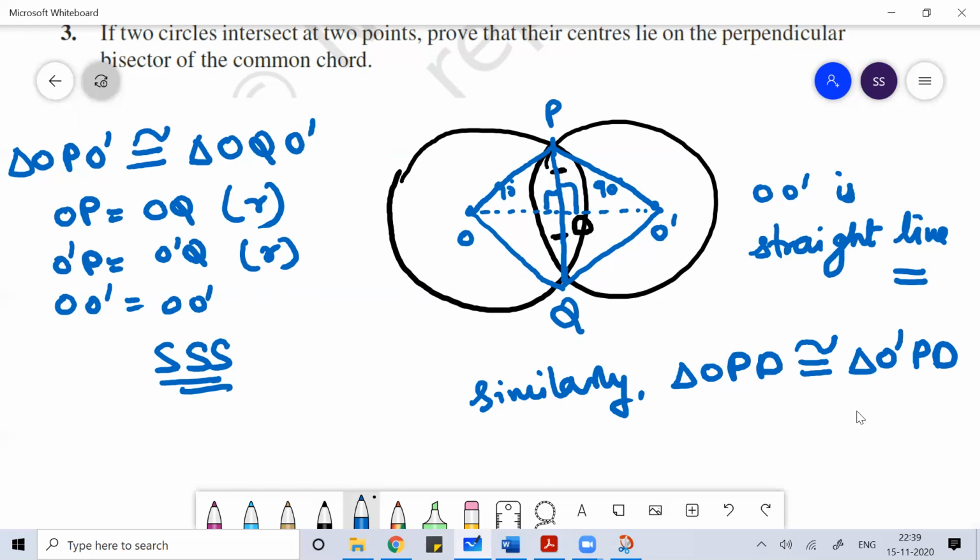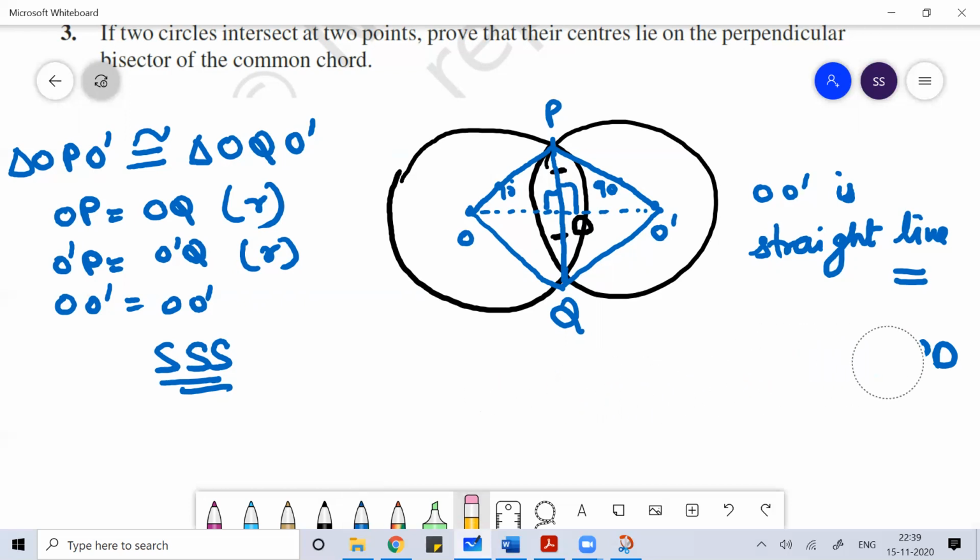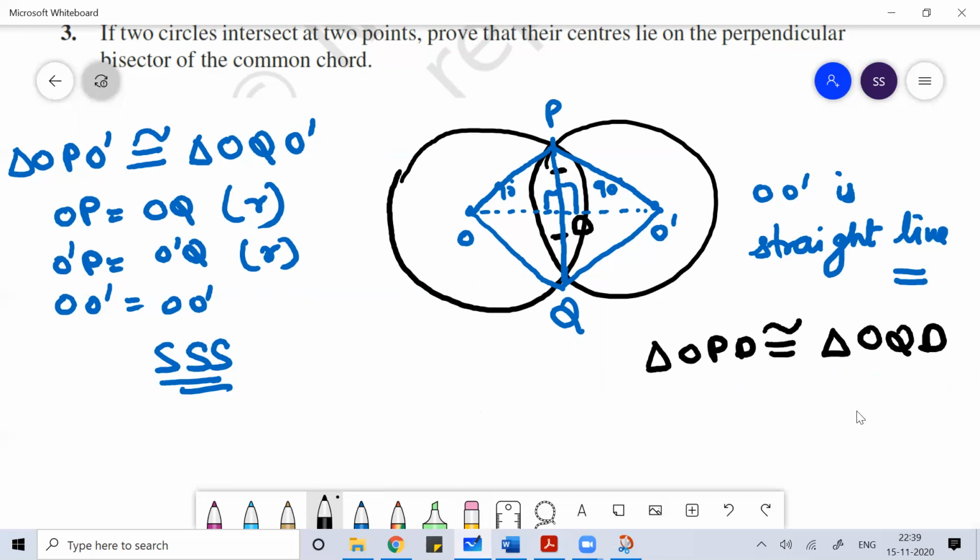If you have any doubt on this, you can prove this. So triangle OPD will be congruent to the triangle OQD. You can prove it very easily. Here OD is the common side, and then OP will be equal to OQ because they are the radius of the circle.